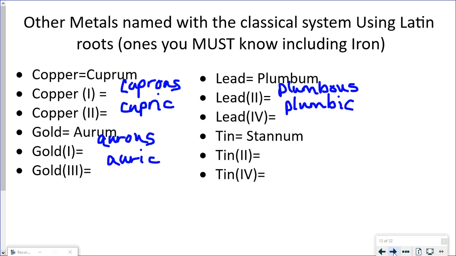Tin is Sn from its Latin name stannum. So tin 2, the smaller charge, is going to be stannous. Tin with the +4 charge is going to be stannic. So those are the 5 that you're going to need to be able to use consistently.